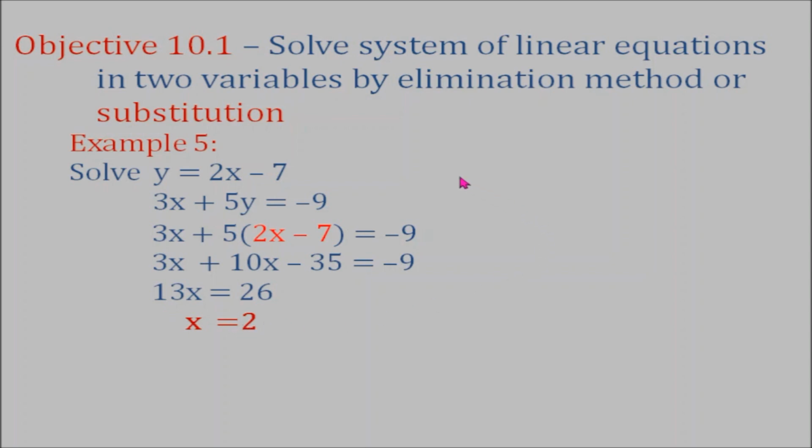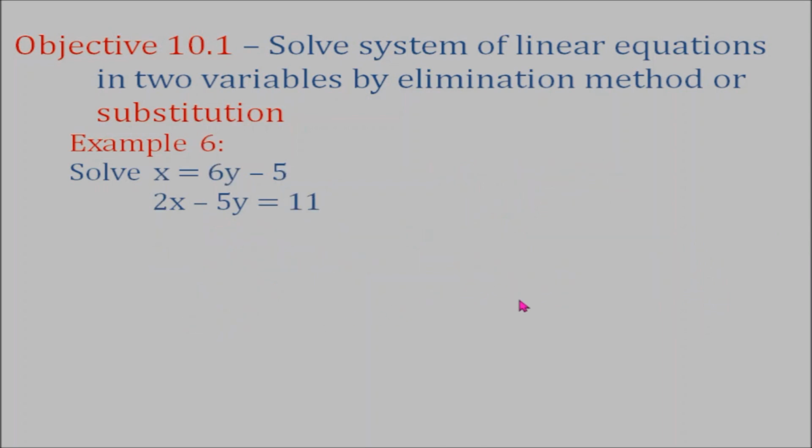Now to find the value of y, we can use this equation, substituting 2 into x. So we have y equals 2 times 2 minus 7. So 2 times 2 is 4, and then 4 minus 7 is negative 3. So this means x equals 2, y equals negative 3.